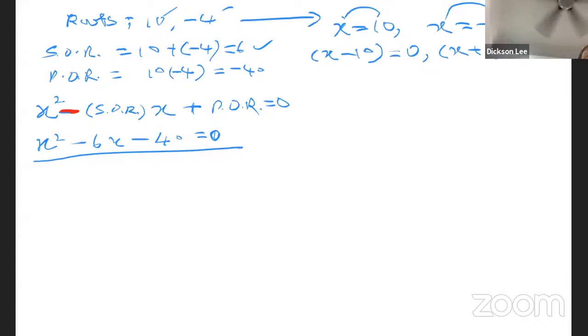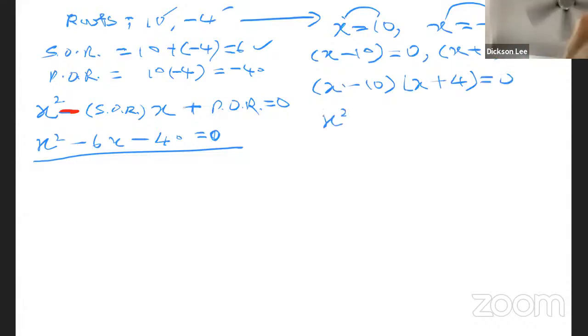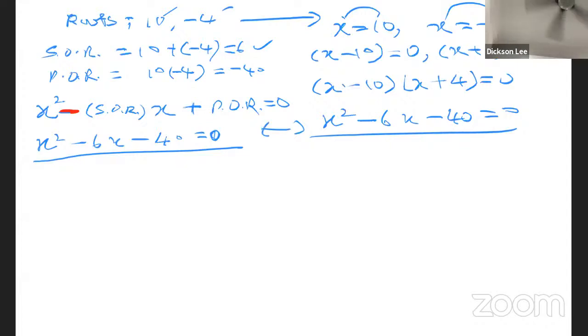Then from the roots you form the factors, then you multiply the factors together and that will give you a quadratic equation. So you open up, x squared minus 6x minus 4. It's the same, so either way, okay? You can do either way.